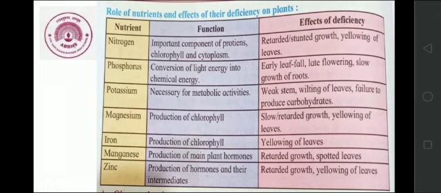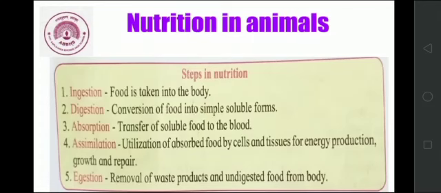Seventh is zinc. It is necessary for production of hormones and their intermediates. Its deficiency leads to retarded growth, yellowing of leaves. We have studied nutrition in plants. Now we are going to learn about nutrition in animals.